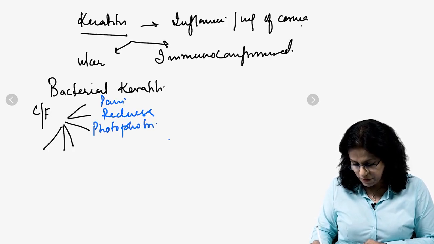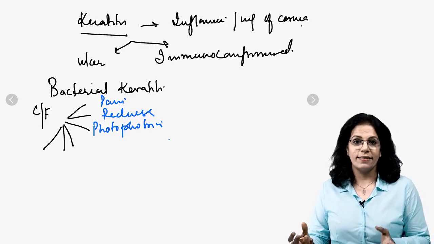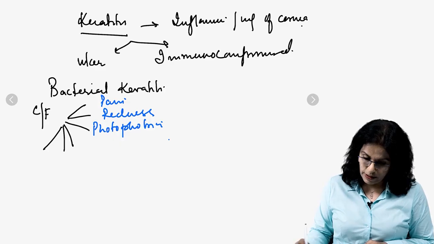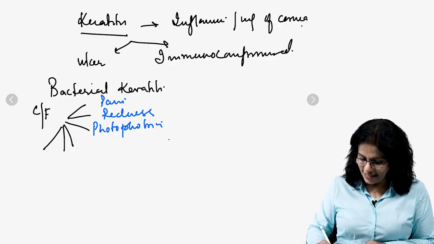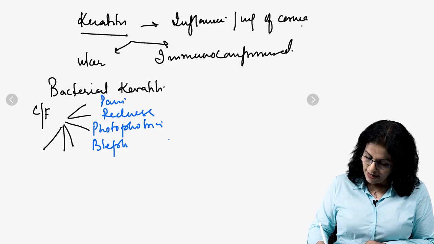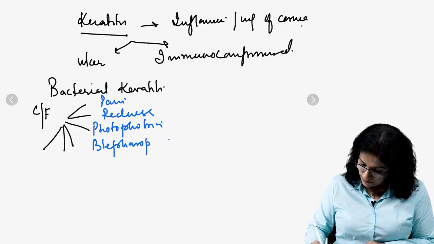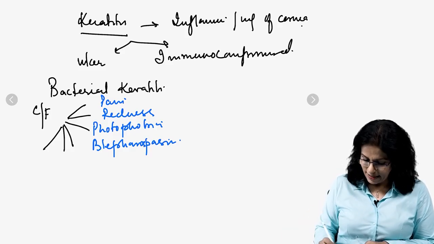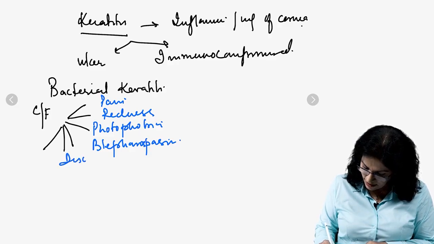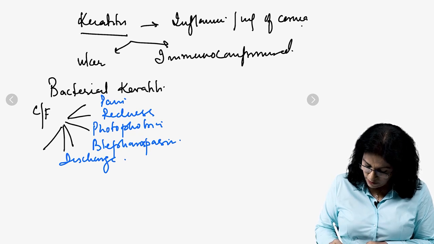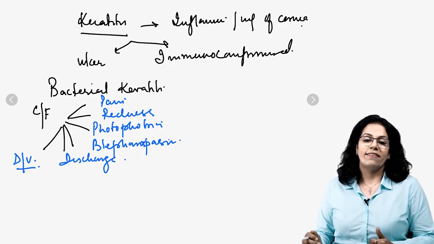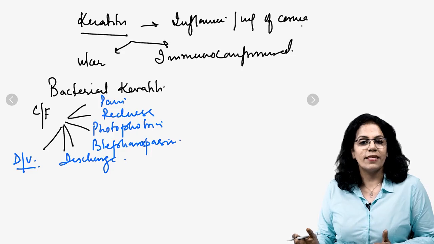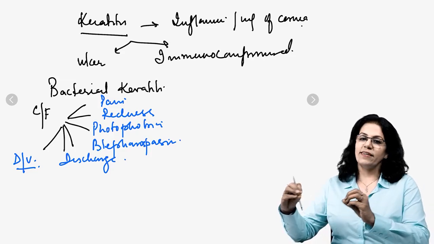What is photophobia? All of you know this: intolerance to even normal light. If you want to note it down, intolerance to even normal light is photophobia. And when you are not able to tolerate it, you close your eyes, and that is what is called blepharospasm. Blepharospasm, and discharge in the eye, and of course, diminution of vision. Hazy vision and diminution of vision is another important feature. Take it. So, this will fit into all types of keratitis.